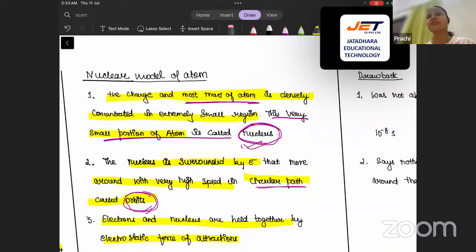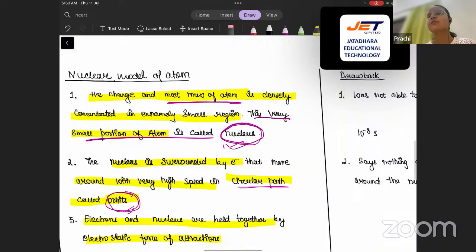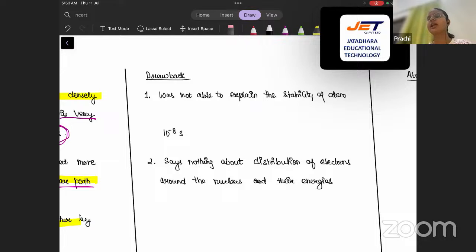So we have to finish this portion today, which is these two models. J.J. Thomson we already did. Now we will complete the Rutherford model. So what was the drawback of the Rutherford model? He was not able to explain the stability of the atom.